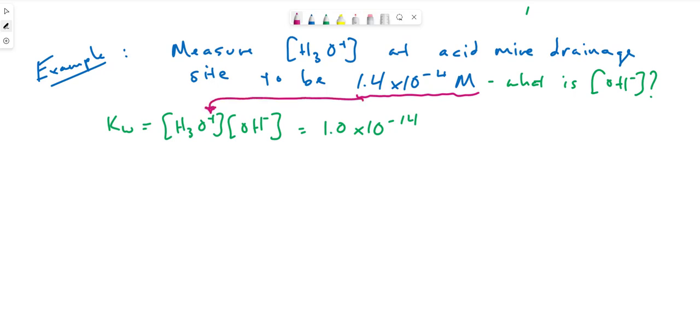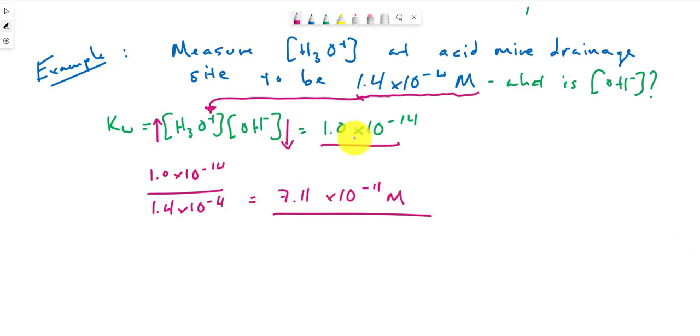If this has to be true, this has to be true always in water, then what does that mean for hydroxide? Well, it just means that the product of these two things can still equal 10 to the minus 14. So if the hydronium ion concentration is really high, then by default the hydroxide ion concentration has to decrease by a corresponding amount such that this equilibrium expression remains true. So we could simply solve this. We would just take the Kw and divide by H3O plus because we know it, and that would give us hydroxide. And so that's 7.1 times 10 to the minus 11.